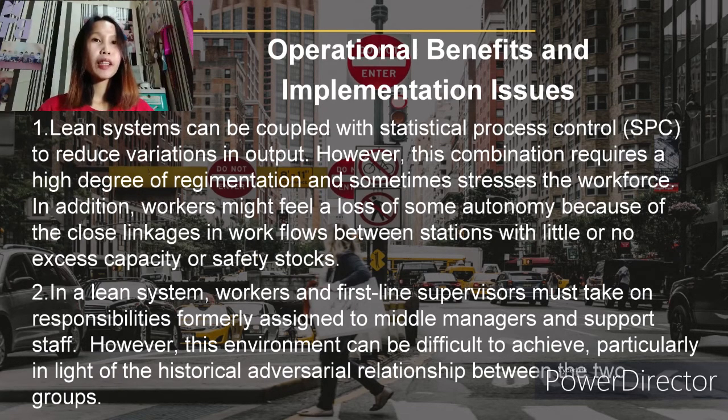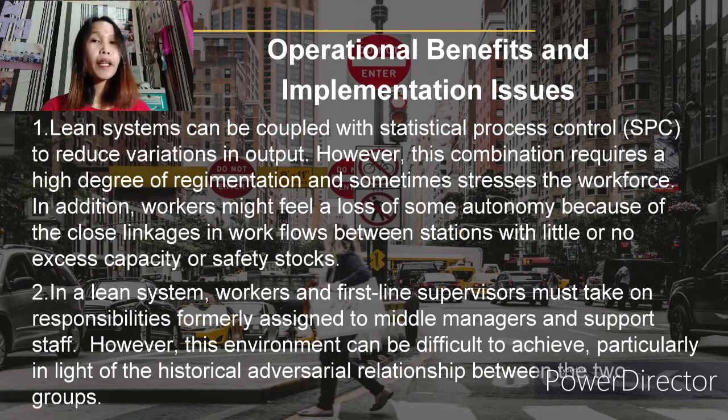Operational benefits and implementation issues. First, lean systems can be coupled with statistical process control to reduce variation in output. However, this combination requires a high degree of regimentation and sometimes stresses the workforce. In addition, workers might feel a loss of some autonomy because of the close linkages in workflows between stations with little or no excess capacity or safety stocks.